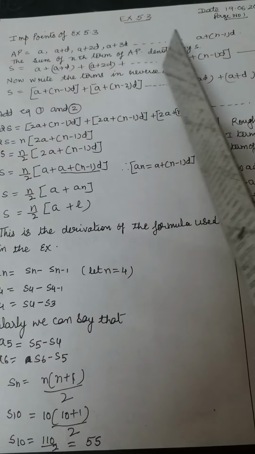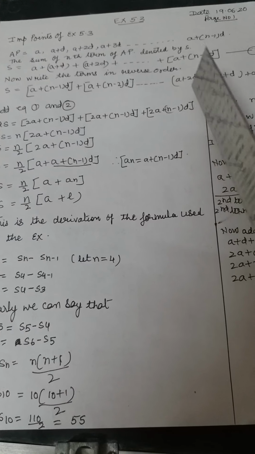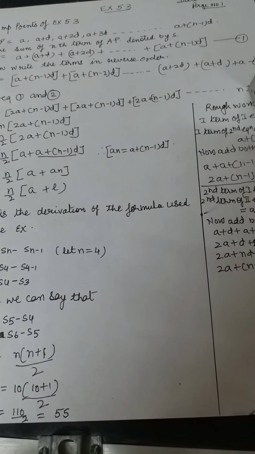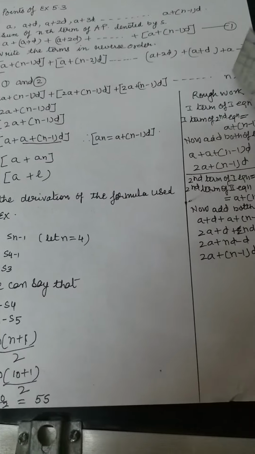Add equations 1 and 2. When equations 1 and 2 are added, then 2S will be there. 1S is this, 1S is this, then 2S will be equal to 2a plus (n minus 1) into d, plus 2a plus (n minus 1) into d, and again 2a plus (n minus 1) into d till n times. Now how does this come to a plus (n minus 1) into d?